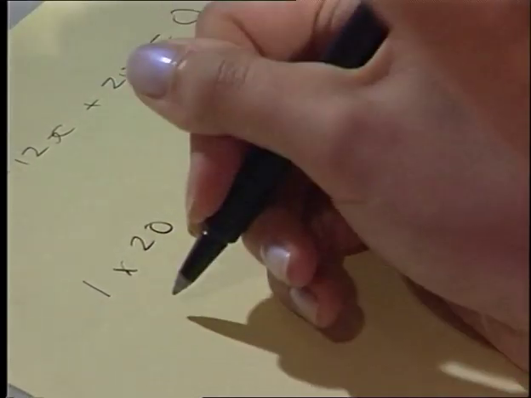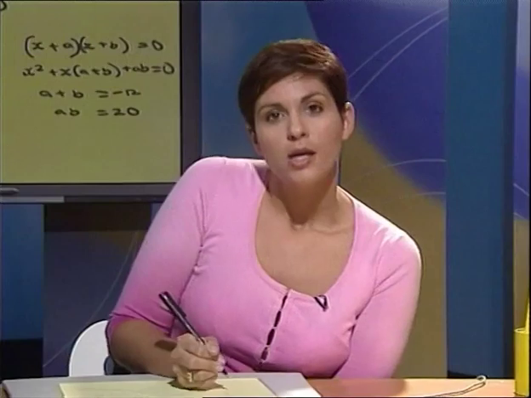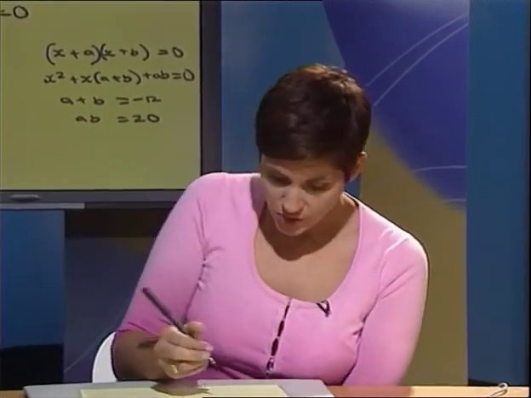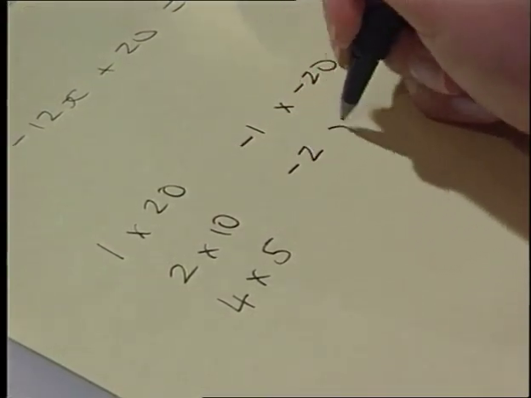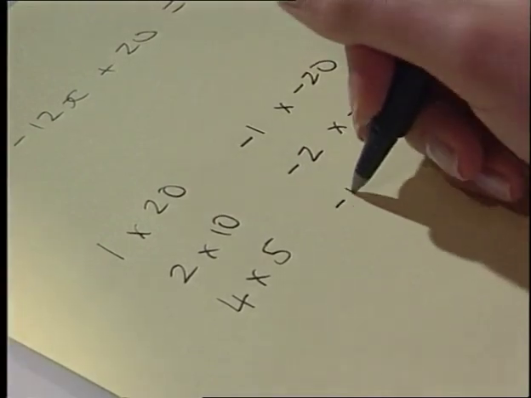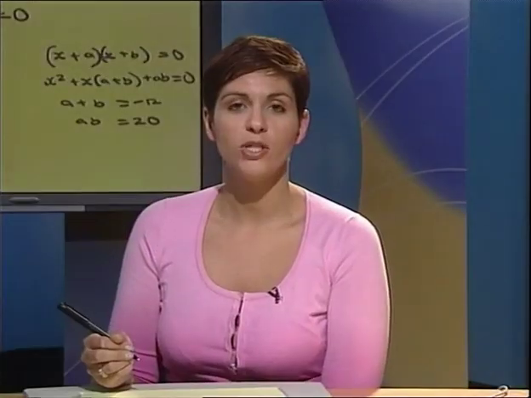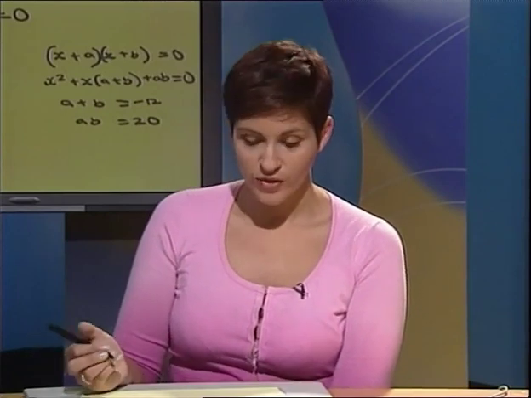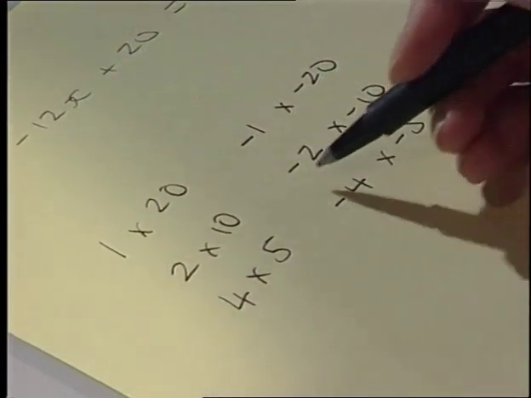Well, there's 1 times 20, then 2 times 10, and then 4 times 5. And as two negative numbers also make a plus, then I also have minus 1 times minus 20, minus 2 times minus 10, and minus 4 times minus 5. So my question is, which of these pairs adds together to make minus 12? Well, if you try each pair in turn, you'll find it's minus 2 and minus 10.